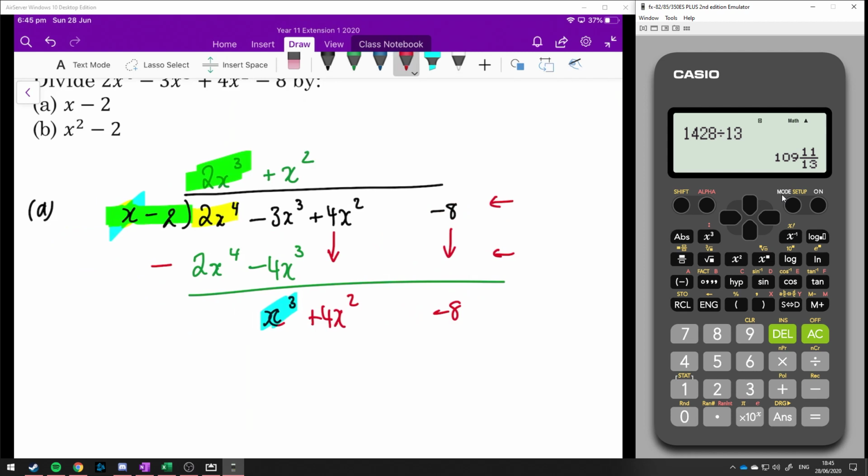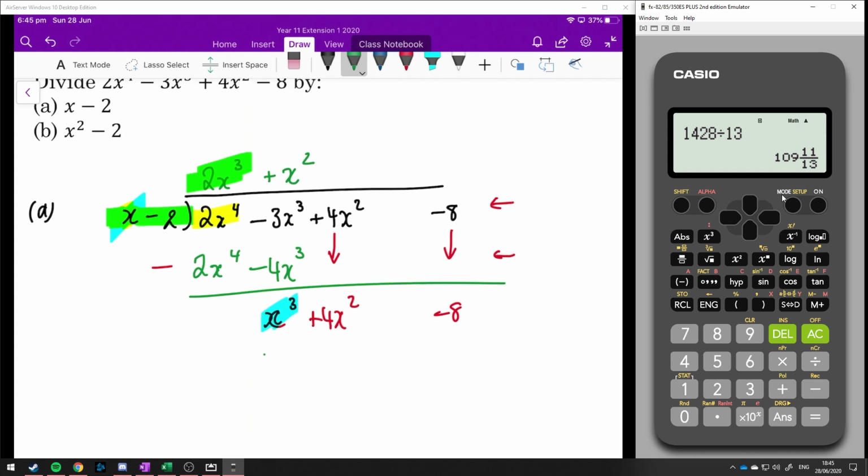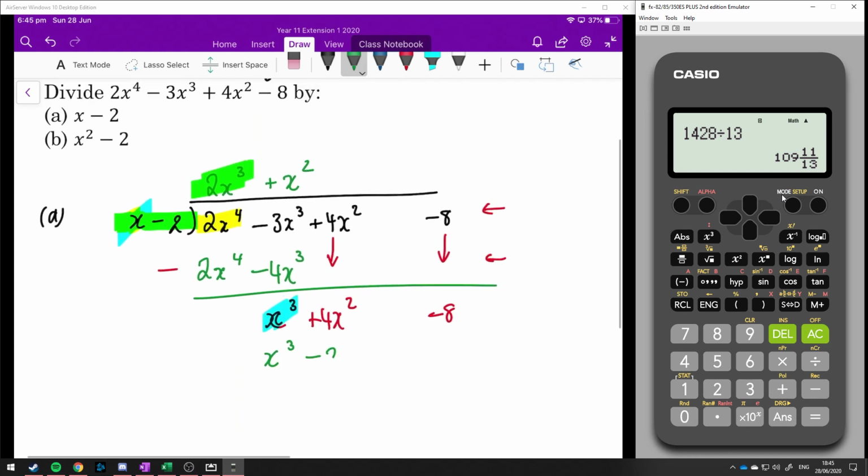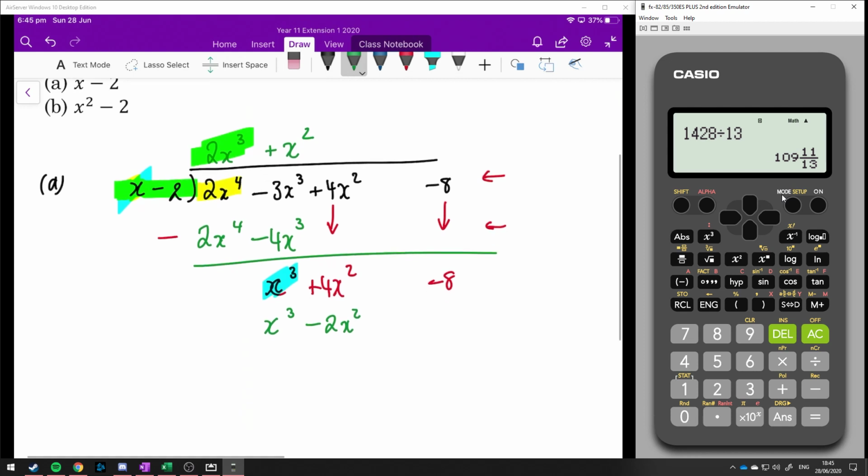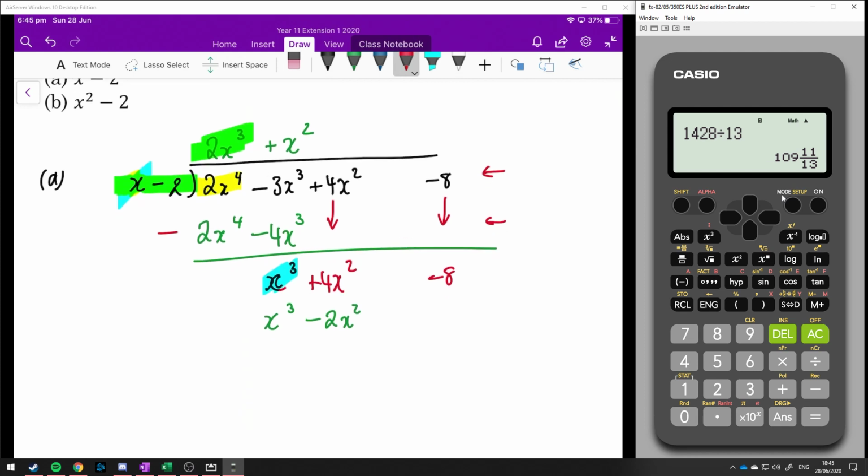Then we're going to multiply the x squared with the 2 terms in the divisor. So it's x squared times x, which is x cubed. And x squared times negative 2, which is minus 2x squared, like that. Now that we've done that, I'm going to write my line underneath it again, and subtract both of the equations from each other, just like I did before.